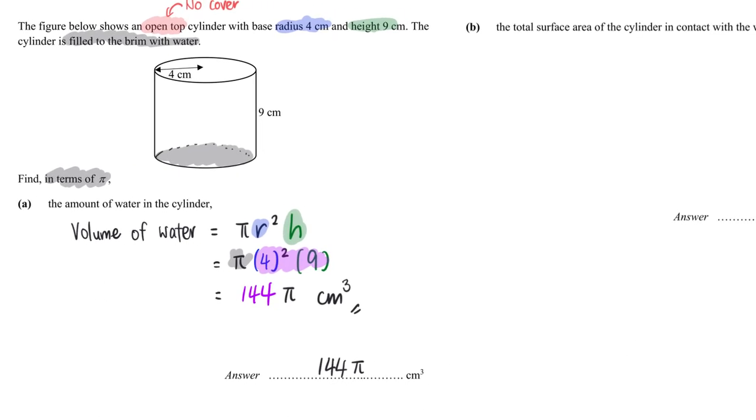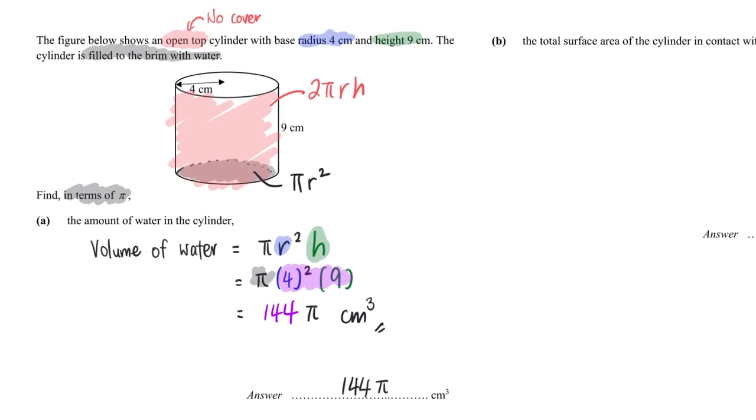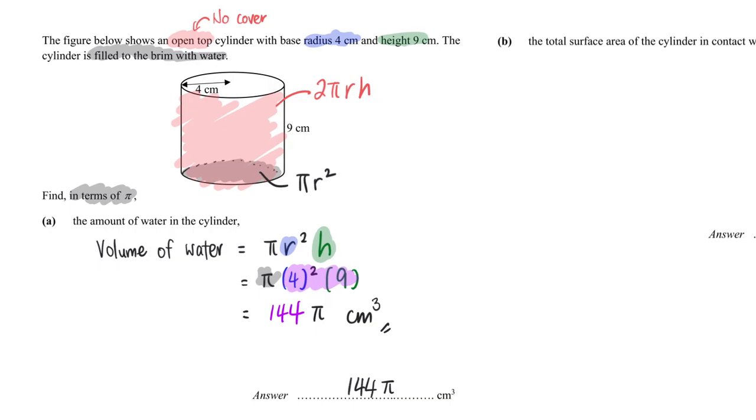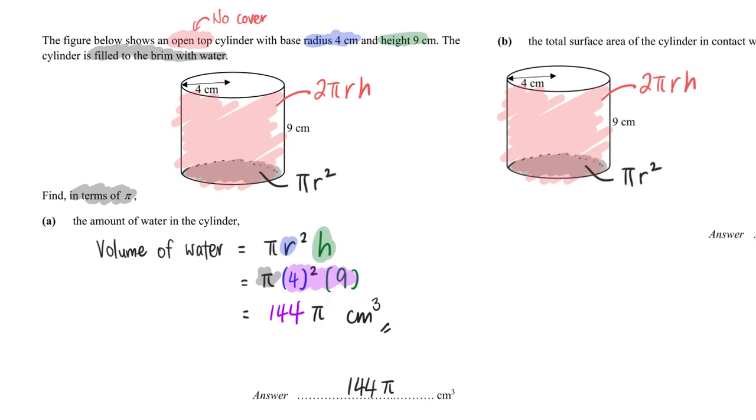For the second part, we are required to find the total surface area, and that is the time where, do take note, we will need to find the curved surface area, which is 2 pi rh. We will also need to find the pi r square at the bottom. There is no cover, it is an open top cylinder. So I do not need to consider the top part. So for our B part 2, I'm going to just copy this over.